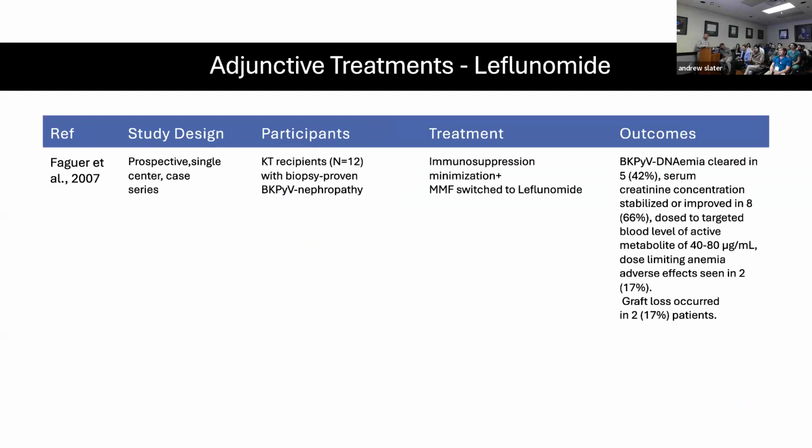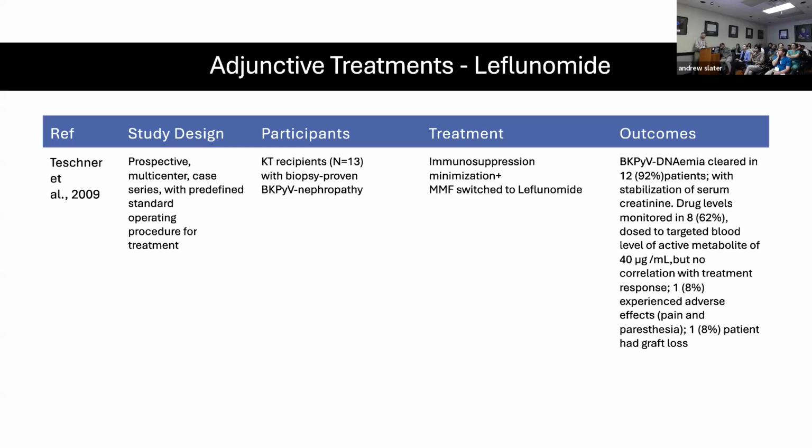Here's a clinical study though from 2007, a prospective single center case series, kidney transplant recipients with biopsy proven BK virus nephropathy. Their treatment was immunosuppression minimization, and then mycophenolate was switched to leflunomide. BK-DNAemia cleared in 42%. Serum creatinine concentration stabilized or improved in 66%. They dosed the active metabolite to that concentration. And then graft loss occurred in 17% of patients, just a case series.